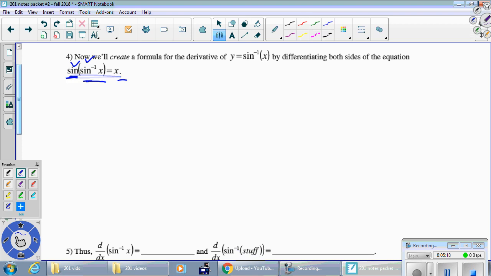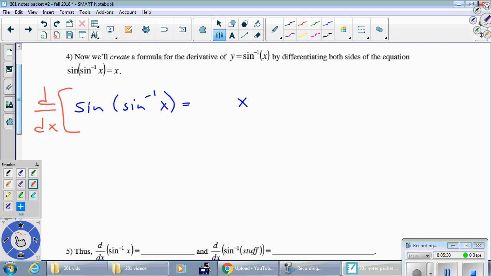So let's copy that equation again. Sine of inverse sine of x is equal to x, and that's an equation that's true. So then if I take a derivative of both sides, I should also get an equation that's true. Again, the right-hand side is easy. The derivative over here is just 1. The left-hand side is trickier, but we can do this.